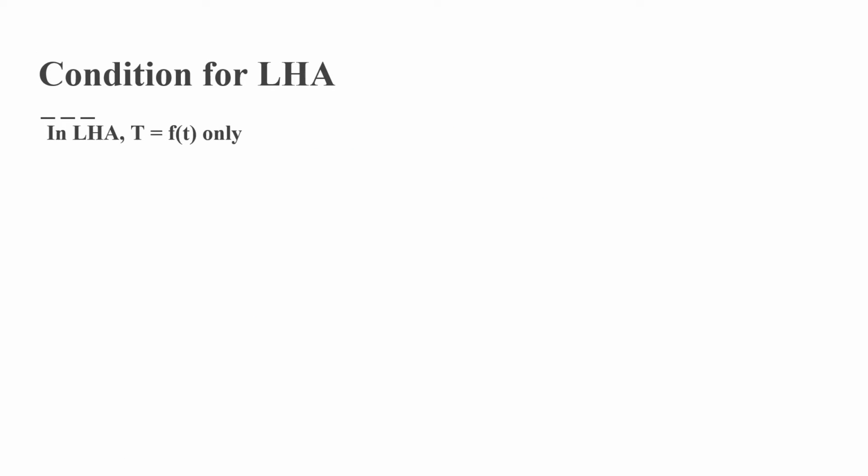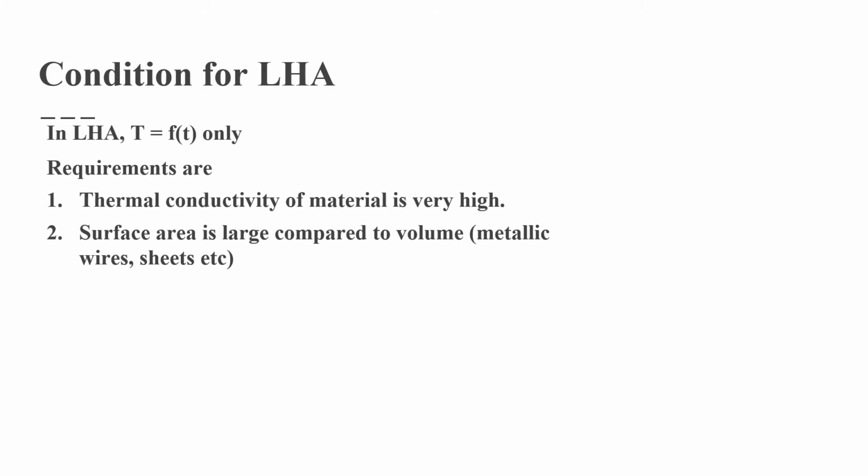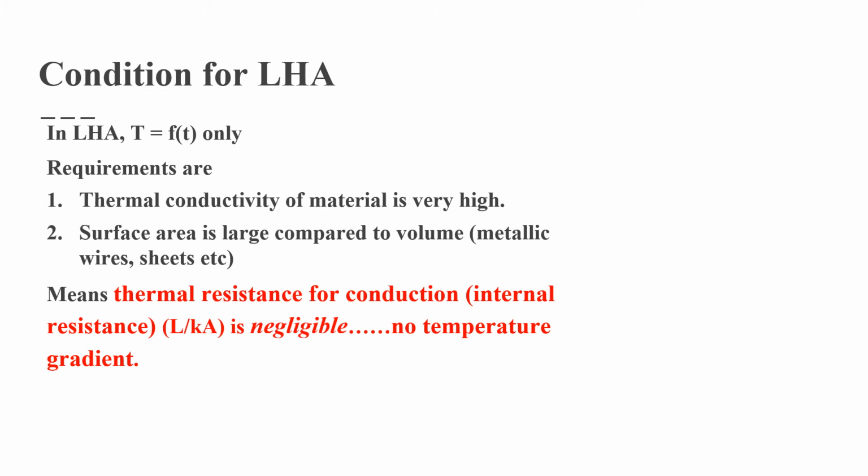Now what is the condition? This is very important. The first condition, we already know that temperature should be uniform throughout the body. This is possible only if two conditions are met. One is that the thermal conductivity of the material is very high. Second, surface area is large compared to volume, such as metallic wires, sheets, etc. So when the surface area is very high, what happens to the resistance? It means L by KA. When K is very high, L by KA will be small.